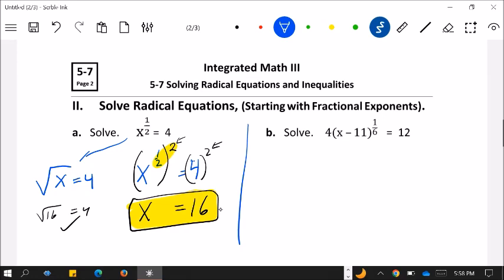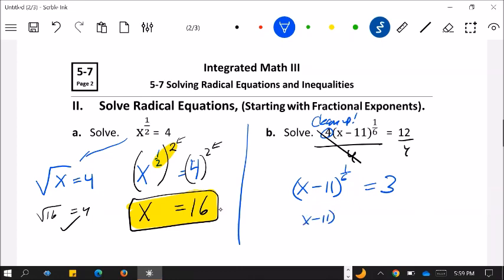Okay. So, first I have to clean it up. And that means dividing both sides by that 4 before I try to do the 6th power of these. So I'm going to divide by 4 and divide by 4. And that means I have x minus 11. I'm so busy talking about exponents, I got mixed up there for a moment. So I'm at this point.